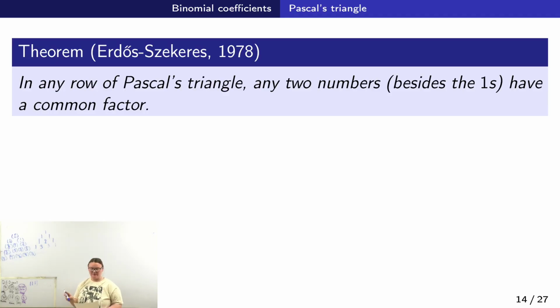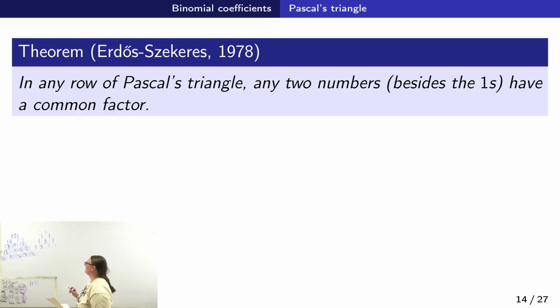I don't know how to pronounce this person's name, and I feel really bad about that. I'm going to go Erdos. Okay, and this theorem says in any row of Pascal's triangle, any 2 numbers besides the ones have a common factor. Why do we say besides 1? Because 1 isn't prime. Okay.